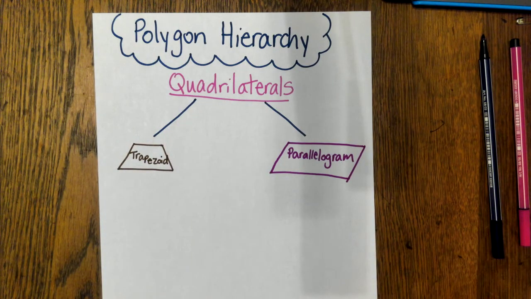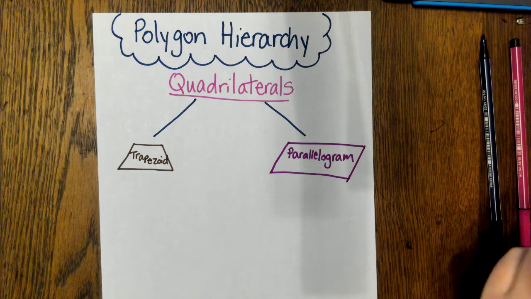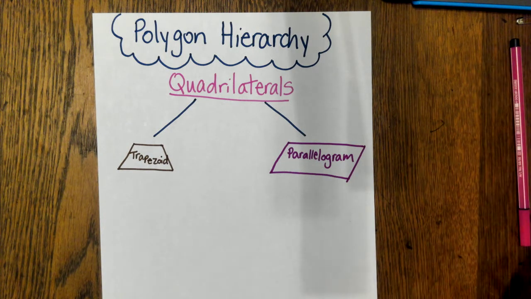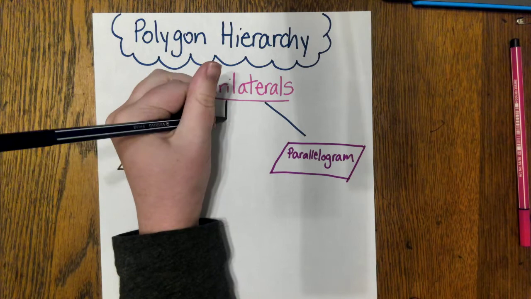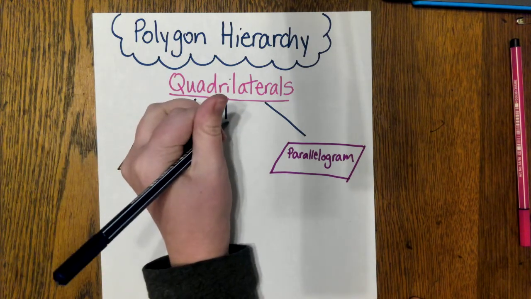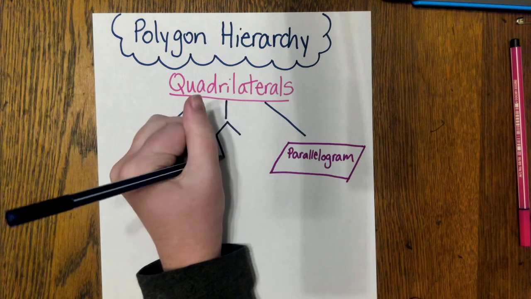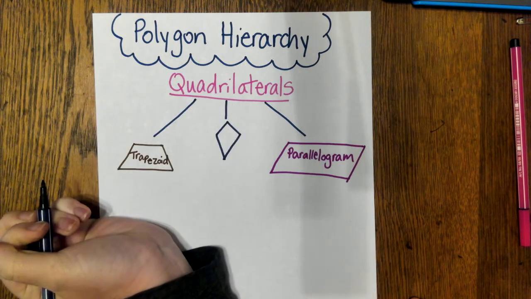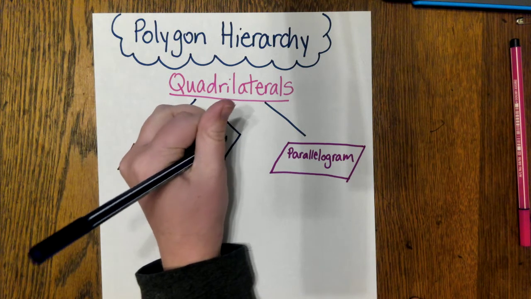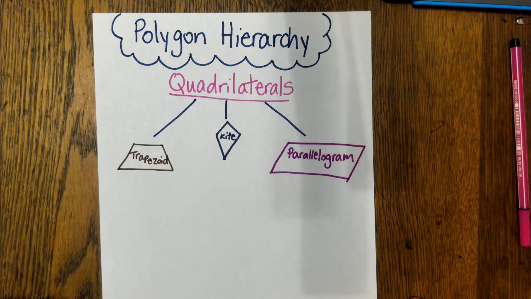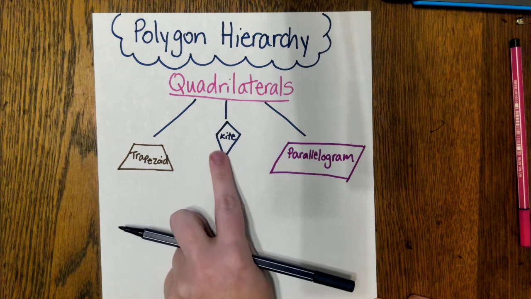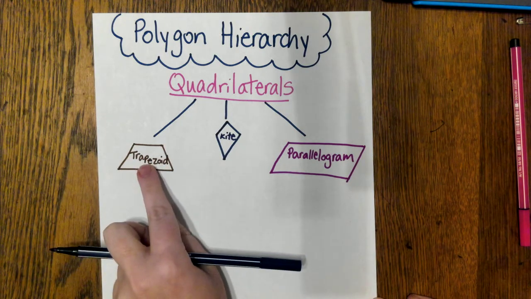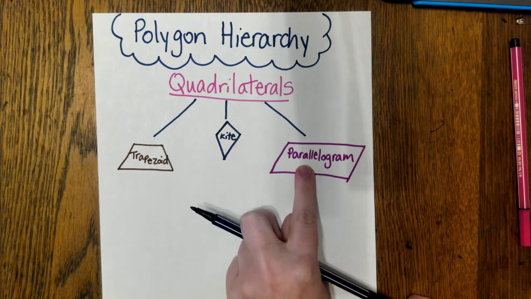Now, I do need to also tell you that there is a third option. We're not going to learn about this option, but I need you to know that it is still there. The third option is a kite. This looks just like what you think a kite looks like. A kite has no sets of parallel sides. So we have no parallel sides, 1 pair of parallel sides, and 2 pairs of parallel sides.